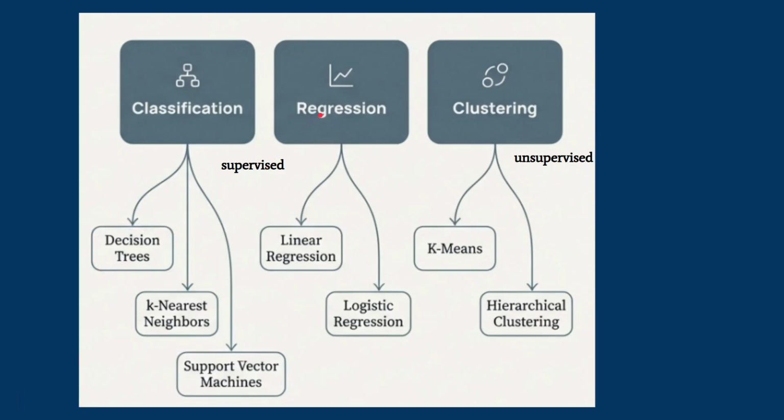And under regression, we have two types: linear regression and logistic regression. And in the case of unsupervised learning, there are two commonly used algorithms: k-means and hierarchical clustering. Okay, so that's all for this slide regarding how machine learning algorithms work.